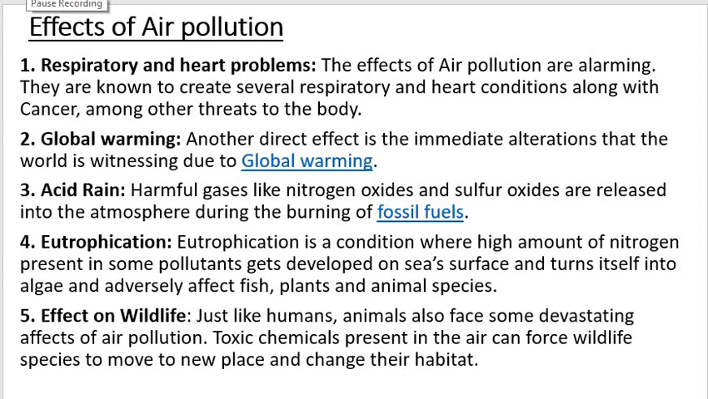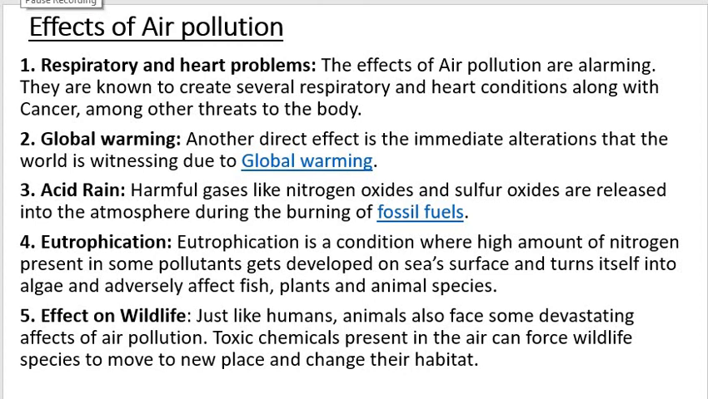Fourth is eutrophication. Eutrophication is a condition when a high amount of nitrogen present in some pollutant gases gets developed on the sea surface and turns itself into algae, and adversely affects fish, plants, and animal species.